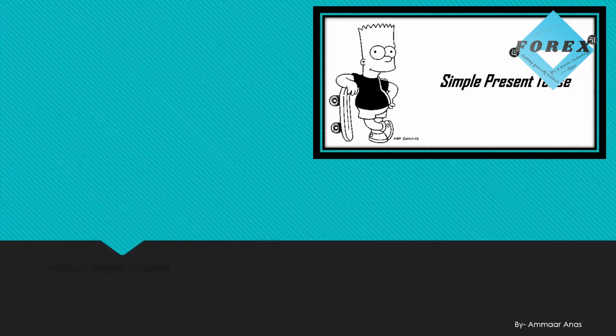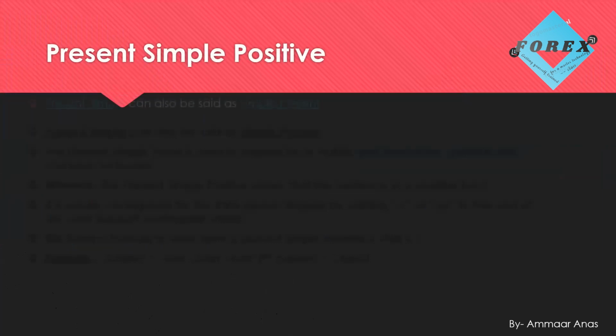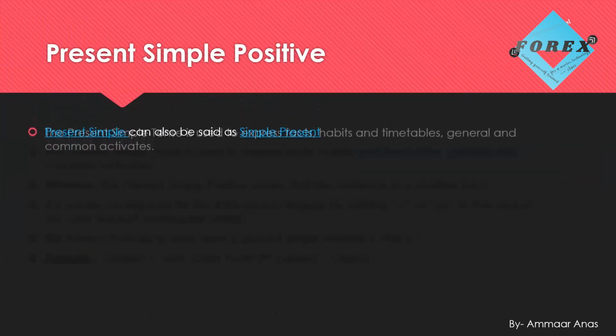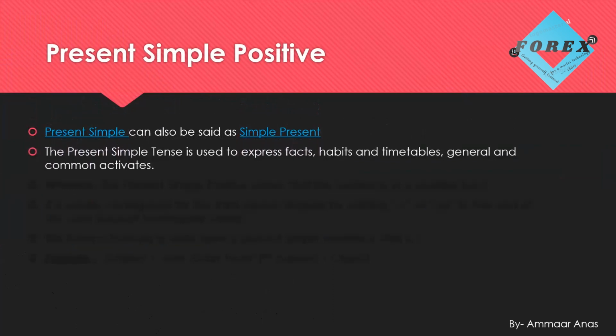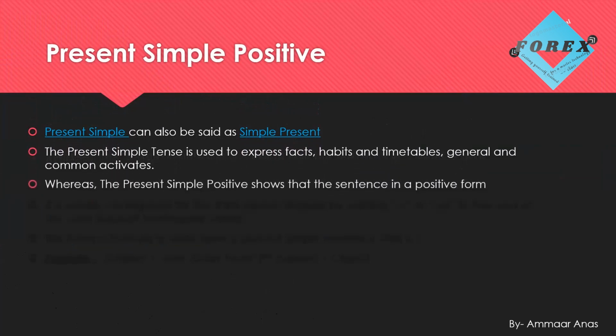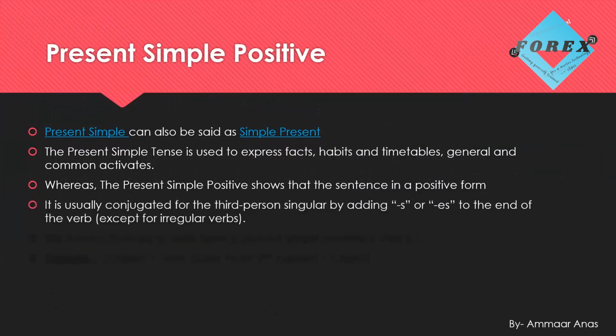So in the present simple positive tense, first of all, do we have another name for present simple? Of course, the present simple can also be said as simple present. There is no difference in that, it's just the same. And then we have the meaning. The present simple tense is used to express facts, habits, and timetables, general and common activities. Whereas the present simple positive shows the sentence in a positive form.